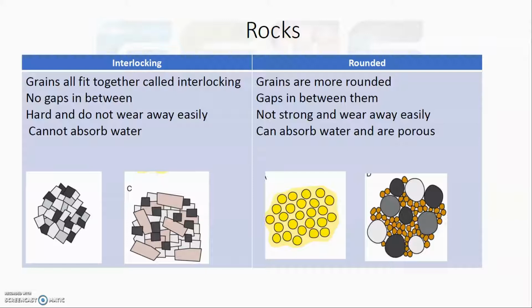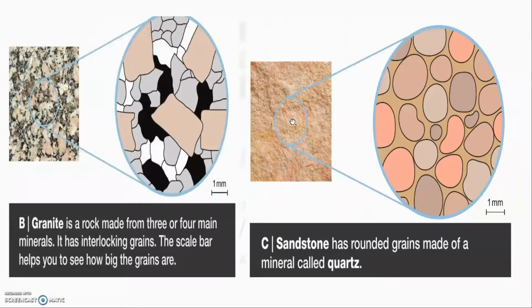The other one is rounded rocks. Grains are more rounded, in round shape, and there are gaps in between them, so they are not strong. In many places there are types of sandstone which you press with your hand and they get crushed into sand. These types of rocks are called rounded rocks and they can easily absorb water and are porous, meaning you can put water in them. Here's an example of an interlocking rock, and here's an example of a rounded rock.